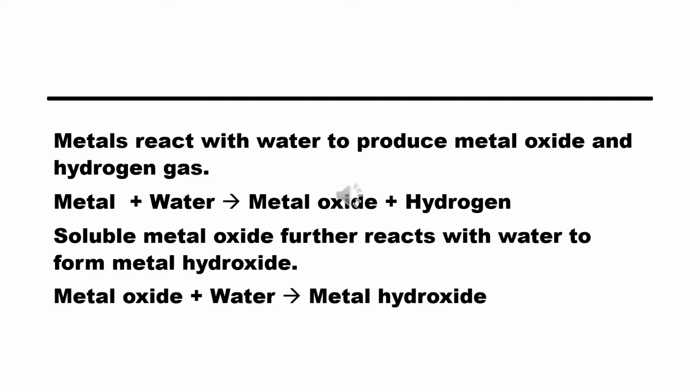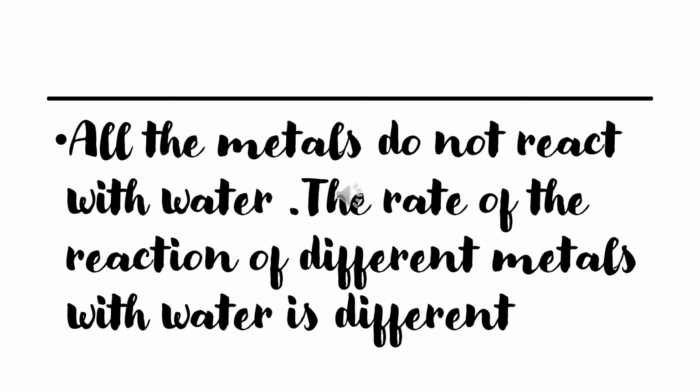Metals react with water to produce metal oxide and hydrogen gas. Soluble metal oxide further reacts with water to form metal hydroxide. All the metals do not react with water. The rate of reaction of different metals with water is different.